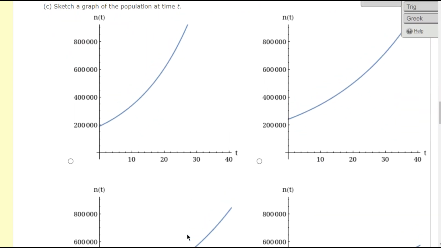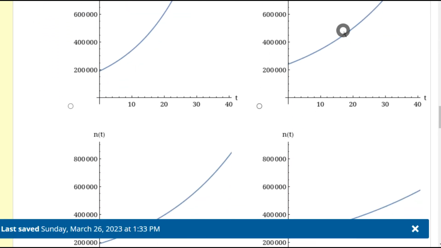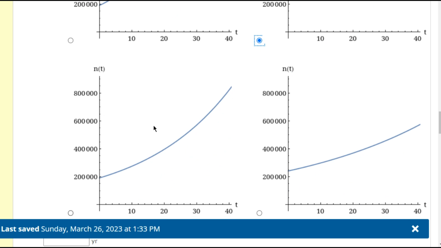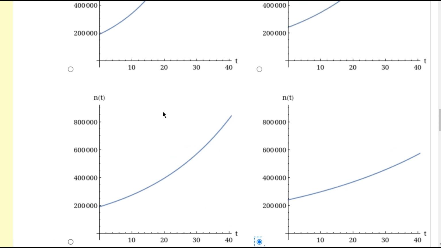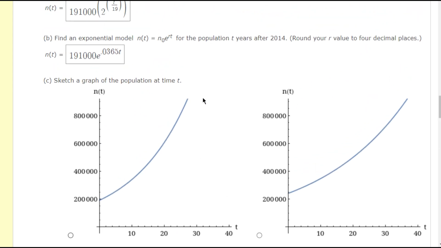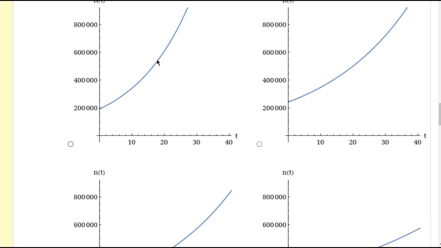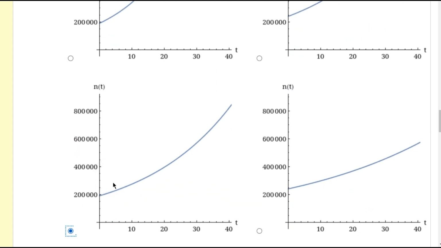Sketch a graph of the population at times t. Well, when t is 0, it's 191,000, so it can't be this one, and it can't be this one. So it's either of these two on the left. And after 19 years, it needs to double. So then that y value right there is a lot more than double 191,000. Therefore, it must be this one.